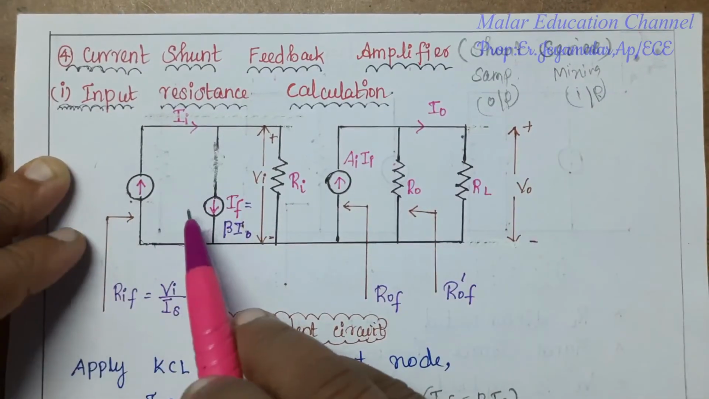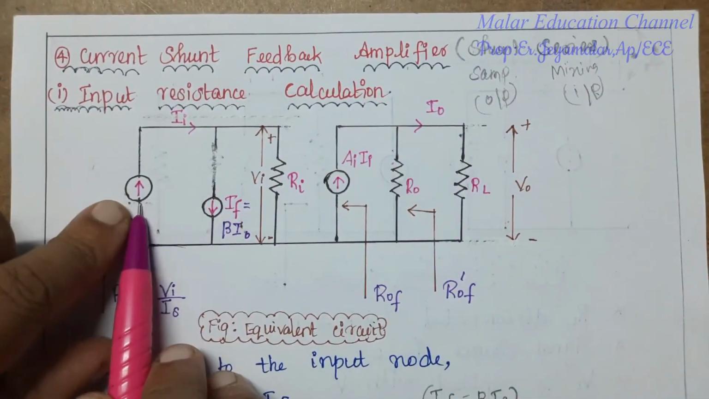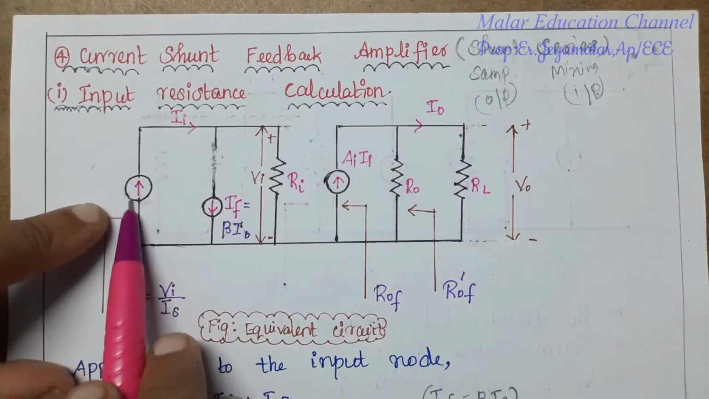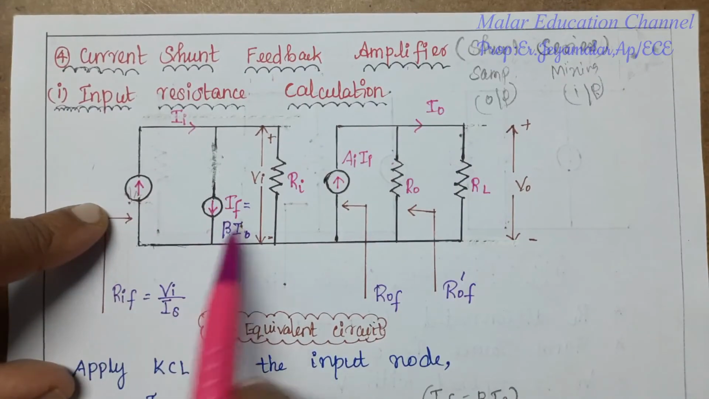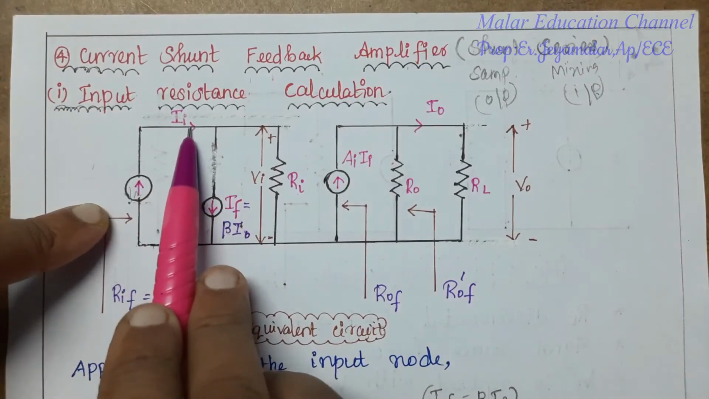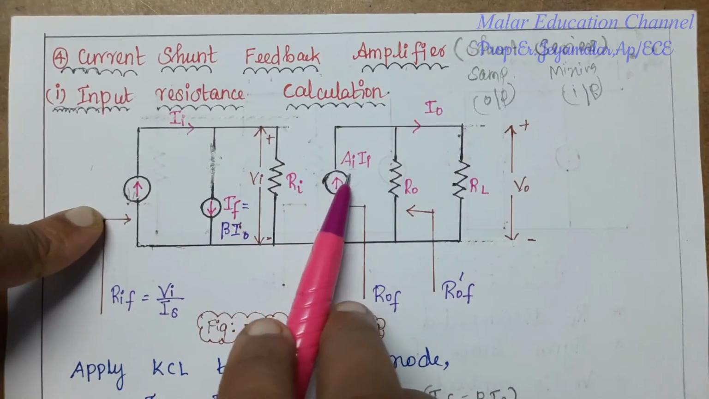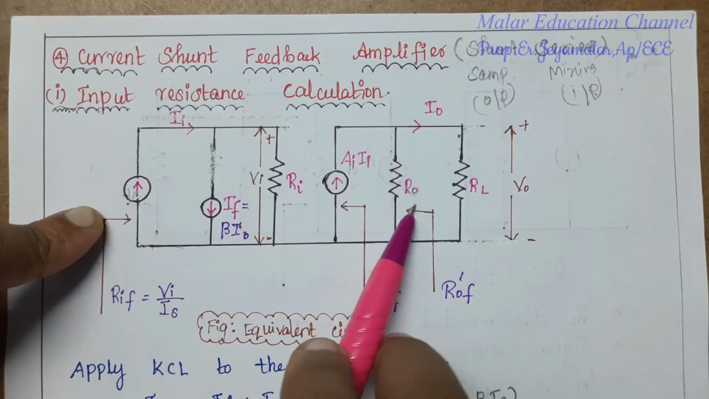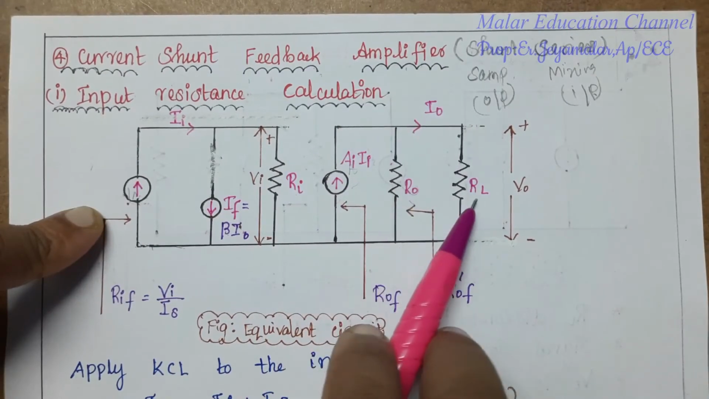See the circuit diagram. Here both represent the current source. Here also a current source, with input resistance and input current. In the output section, this is for gain AI, II. There is the output resistance along with the load resistance.